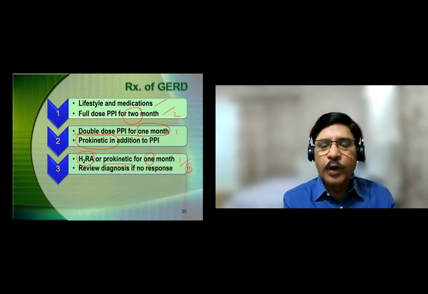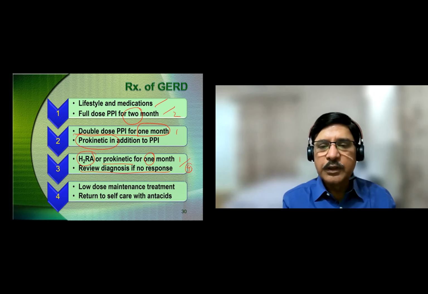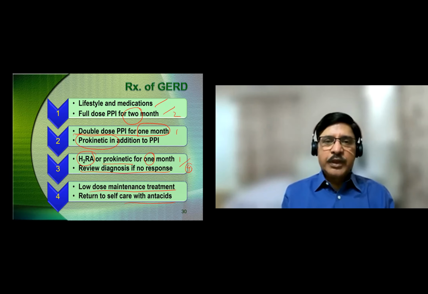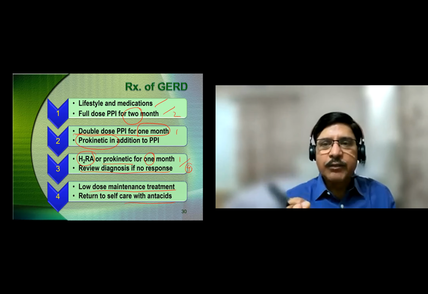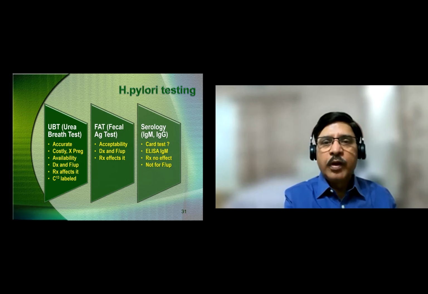There is no response. It is not GERD. Diagnosis has to be reviewed. Number 4. Low dose: supposing better, but symptoms are improved, still persisting, maintenance treatment, return to self-care with antacids. This is the protocol. GERD requires a vigorous treatment compared to NUD. Here, 2 months of full dose PPI, then 1 month of double dose PPI, addition of prokinetic, then 1 more month of H2RA or prokinetic, then low dose maintenance and self-care antacids. What is H. pylori? Okay.